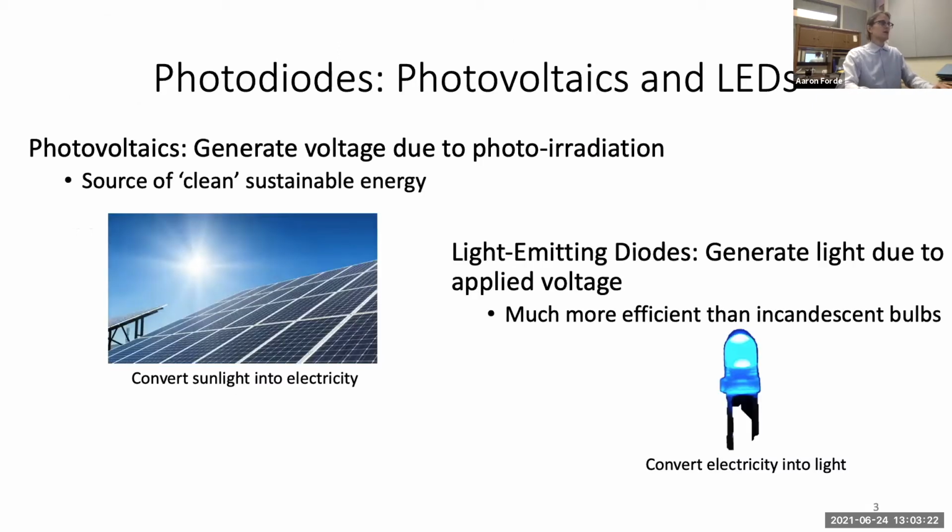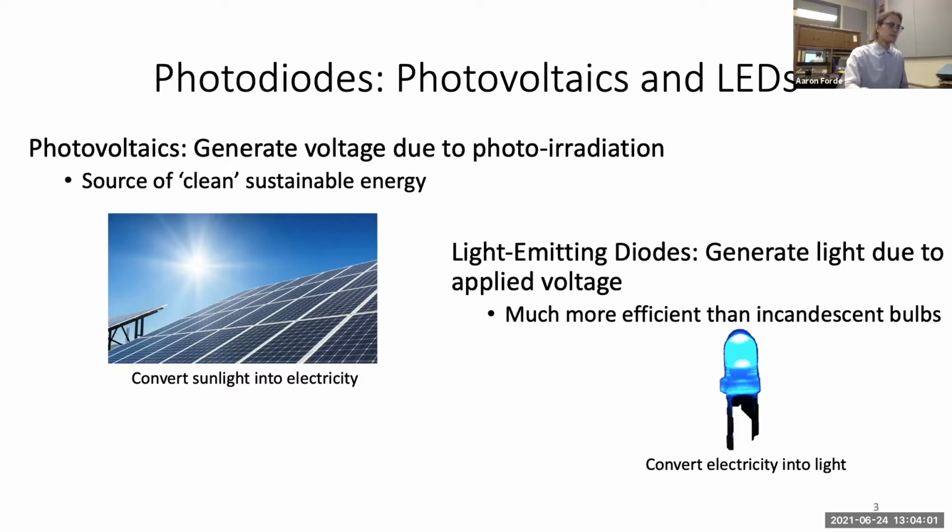And so, to start with, what are optoelectronic devices? One of the most common ones are photovoltaics and LEDs, which can both be considered as photodiodes. And they work in similar ways. Photovoltaics generate photovoltages due to irradiation, so it converts light into electricity. It can be used as a clean source of sustainable energy, whereas there's plenty of sunlight irradiating the surface at one time. In contrast, LEDs basically work in the opposite way. They convert electricity into light.